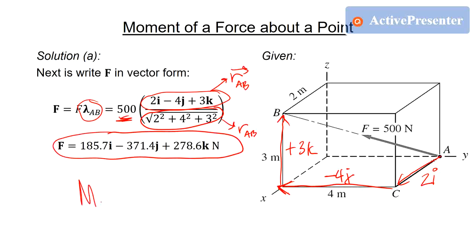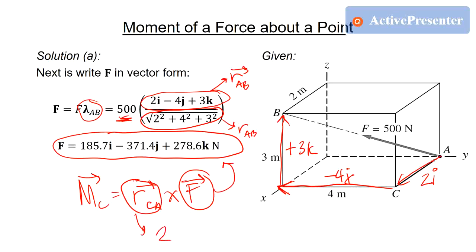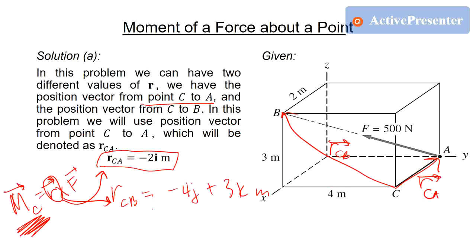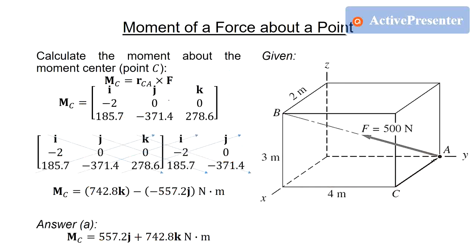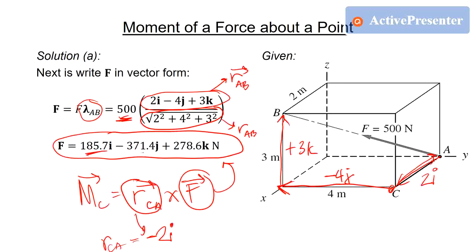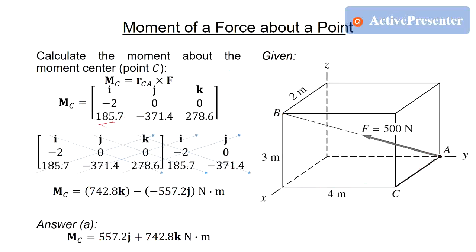So to perform the moment of C, which is, shall we say, RCA cross F, we already have F here, then R is, shall we say, 2i, which is this one. So we have negative 2i because that is from point C to point A. Then substituting, so we have RCA, we have negative 2i, so you have 0 for J and K. Then for force F, we have the components Fx, Fy, and Fz.